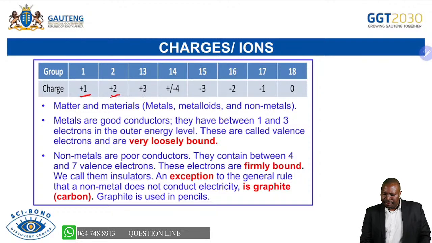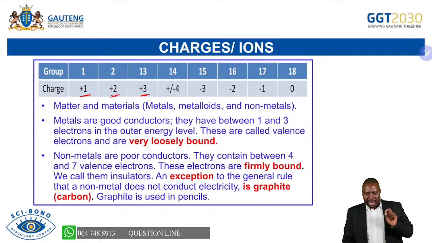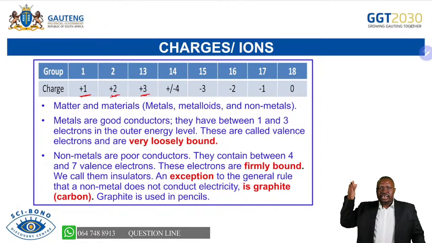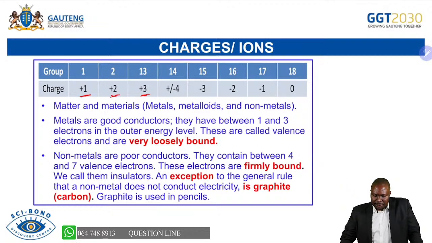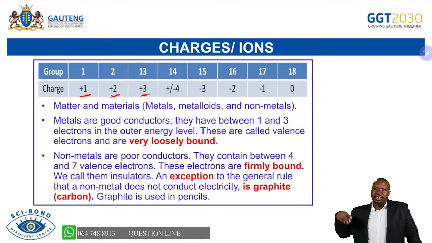And then when you see positive 3, you see that there we have lost about 3 electrons, which happens with aluminium, which is a group 13 element. It's a specific metal that I want to mention there, so that you know that in group 13 where we have aluminium, aluminium can lose 3 electrons because it's group 13.